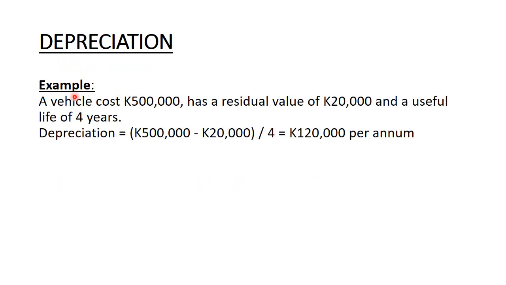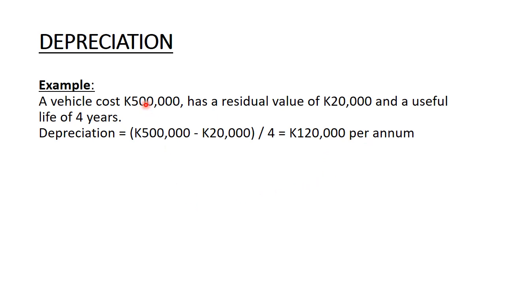So here's an example. A vehicle costs 500,000, has a residual value of 20,000 and a useful life of 4 years, meaning that after 4 years, people would be willing to pay 20,000 for it. So depreciation is the cost 500,000 minus the residual value 20,000, divided by 4, which gives us 120,000 per annum.